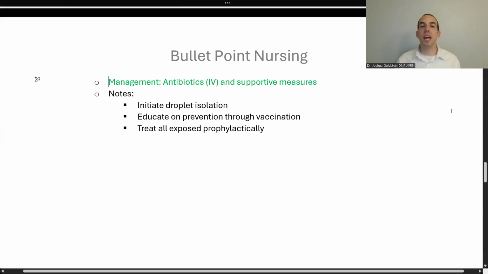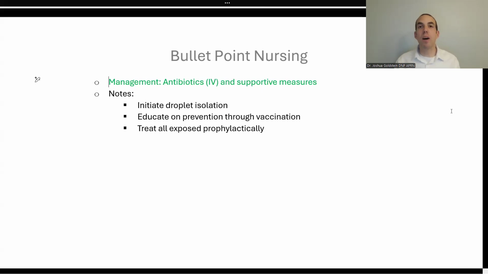It's interesting to note that any patient who is diagnosed with meningitis, their close contacts, anyone who's been in close contact with them, whether that's a school, it could be the entire football team or the entire class, are all going to get prophylactically treated. Generally, that's with ciprofloxacin. In fact, that's one of the antibiotics that the government keeps hundreds of millions of doses stockpiled for exactly this reason. If the patient is diagnosed with meningitis, initiate droplet isolation. That's a big test question. You should also educate the patient on prevention through vaccination. That's the last disease that I have.